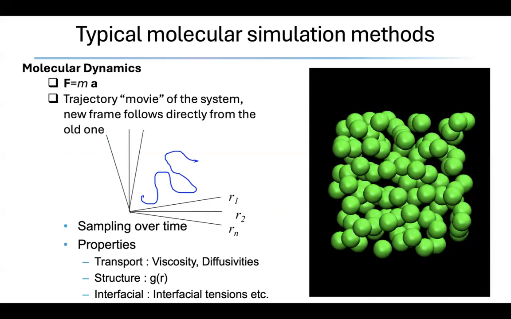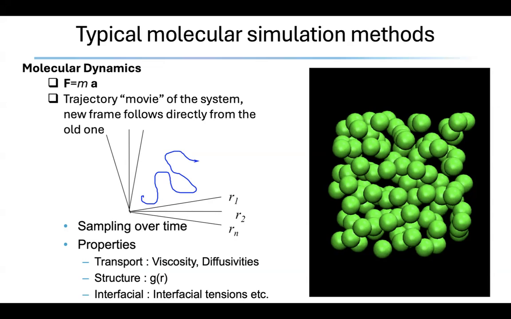Newton's equation of motion is basically F = ma, where F is the force on a particle or a molecule, m is the mass of the molecule, and a is the acceleration. So you're solving these equations for all the molecules inside the box. Then you create a trajectory of the system, or a movie of the system, where each snapshot corresponds to one instant in time. You just integrate the equations of motion for every time step, and then you create this kind of a movie.